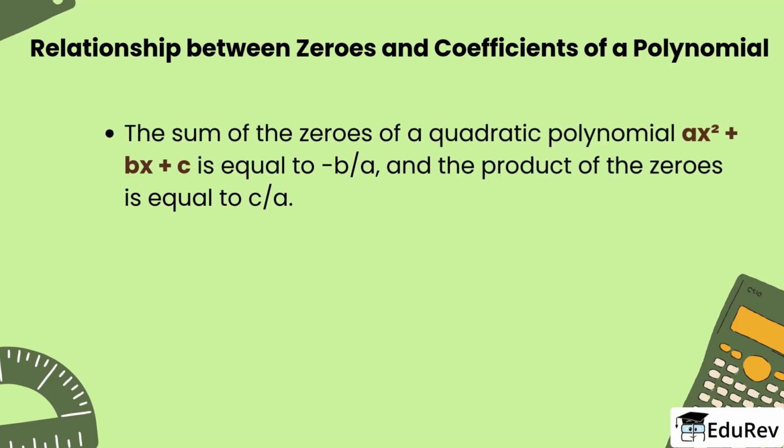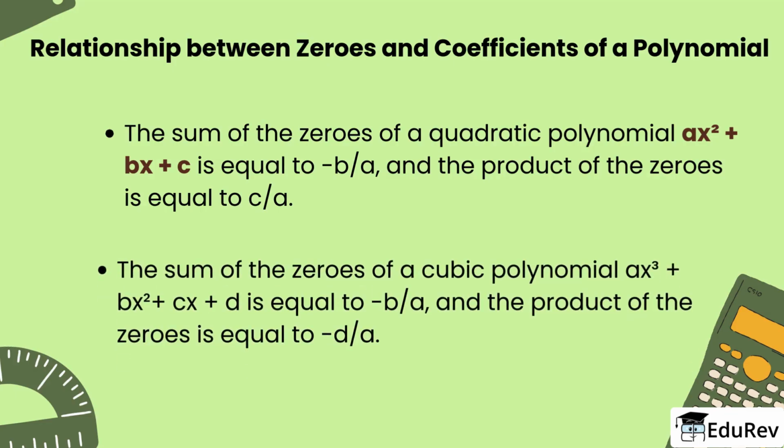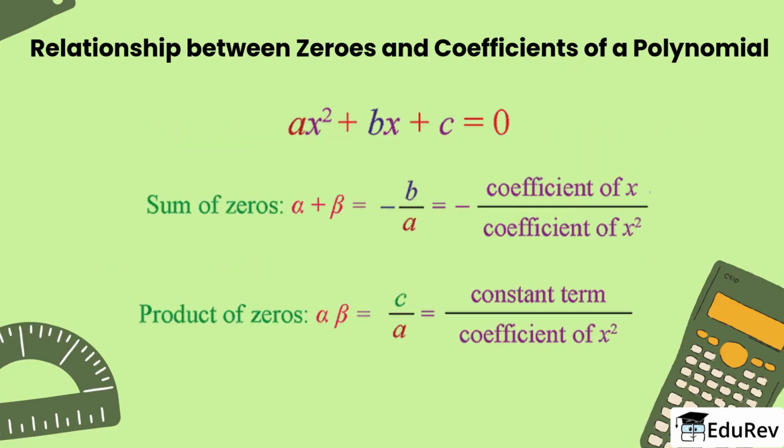The sum of the zeros of a quadratic polynomial, ax square plus bx plus c, is equal to minus b divided by a. And the product of the zeros is equal to c divided by a. Similarly, for a cubic polynomial, ax cube plus bx square plus cx plus d, the sum of the zeros is equal to minus b divided by a. And the product of the zeros is equal to minus d divided by a. Here is the relationship between zeros and coefficients of a polynomial.